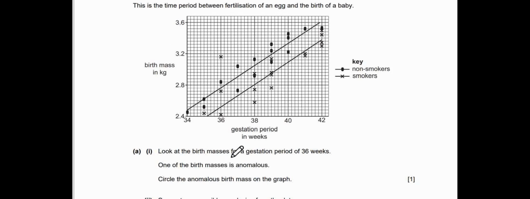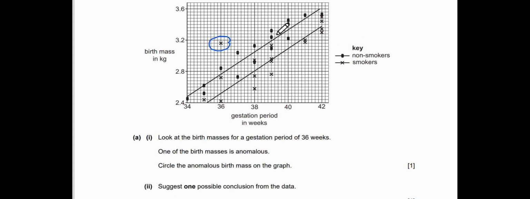Look at the birth masses for a gestation period of 36 weeks. One of the birth masses is anomalous. So one of them is anomalous. We see the patterns. All the non-smokers' are higher than the smokers', but this one in here, there is one smoker's baby pretty much higher than the group at 36 weeks. So this must be the anomalous birth mass.